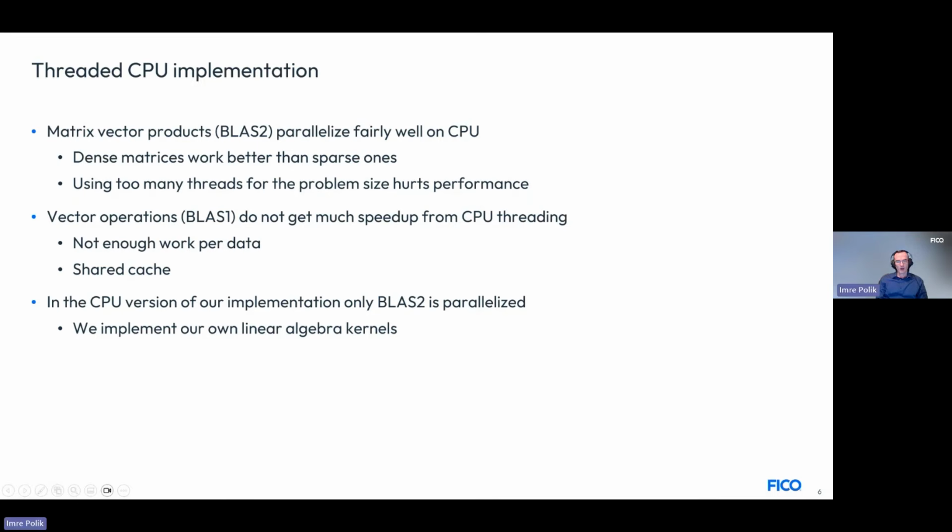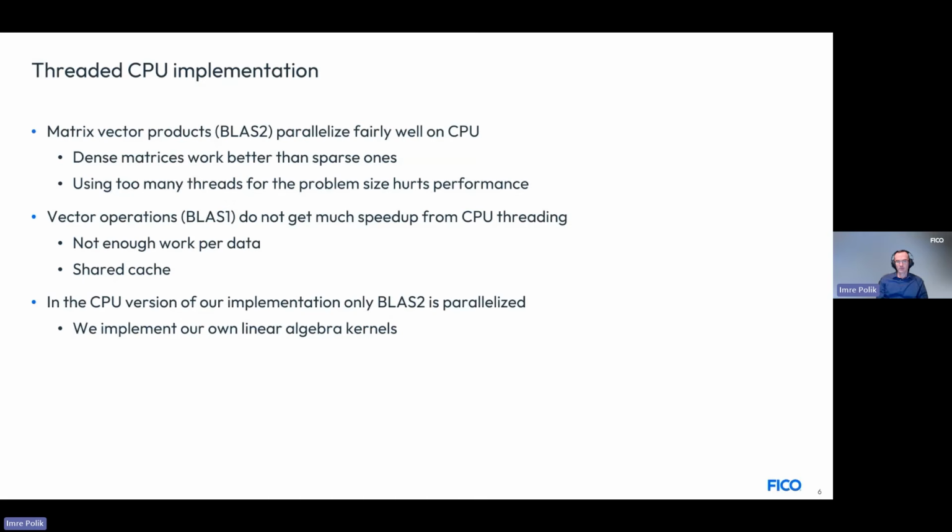So how did we implement this hybrid gradient algorithm on a multi-threaded CPU? Well, as I said, there are two main operations. There are two matrix vector products in each iteration, and these parallelize fairly well on the CPU. Of course, if the matrices are dense, it works much better. We can just use off-the-shelf dense BLAS routines. But sparse matrix vector multiplications can also parallelize fairly well.